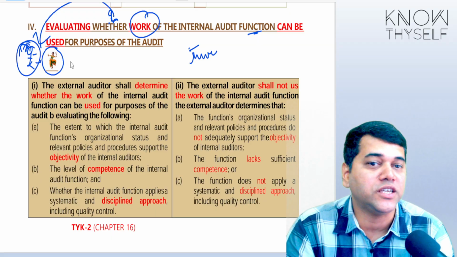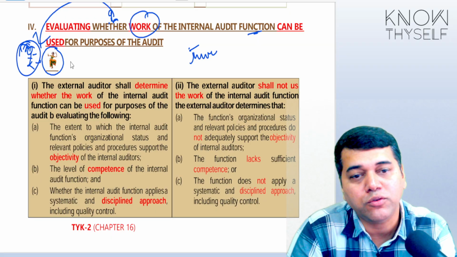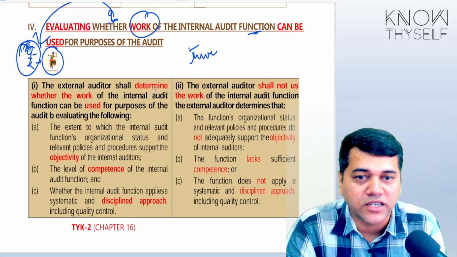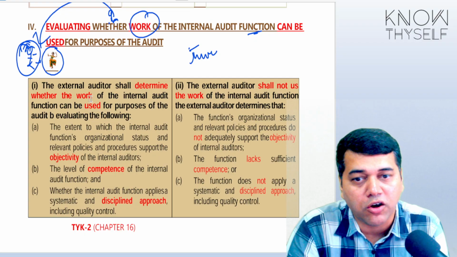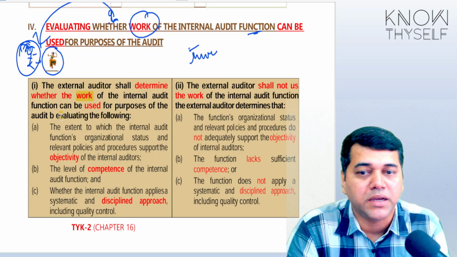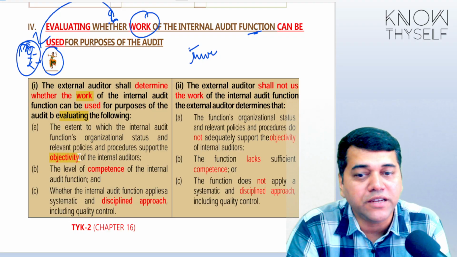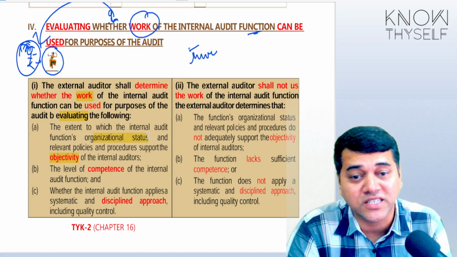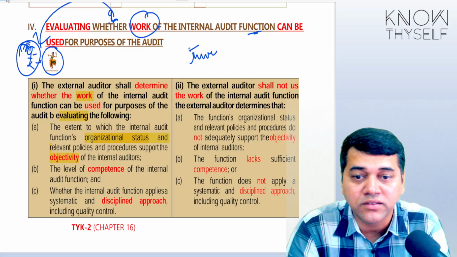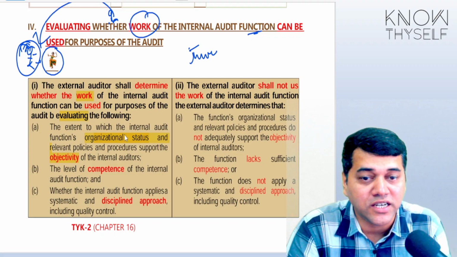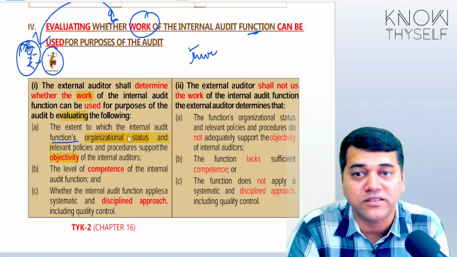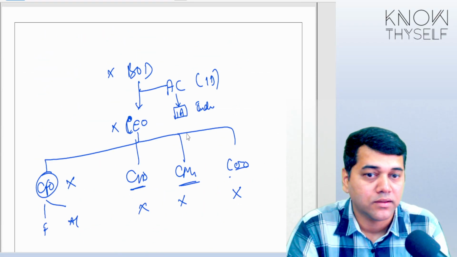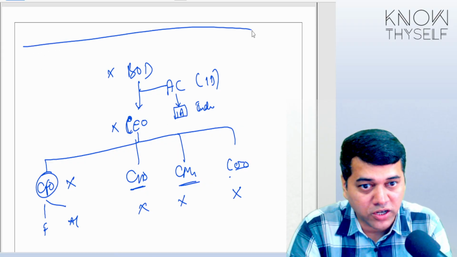Okay, what is the first thing you have to evaluate if you have to decide whether you can use the work? The external auditor shall determine whether the work of the internal audit function can be used by evaluating the objectivity of the internal auditor, like the function's organization status. What do you mean by this? The extent to which the internal audit function's organization status supports objectivity. Function means department. Organization status means organization structure.